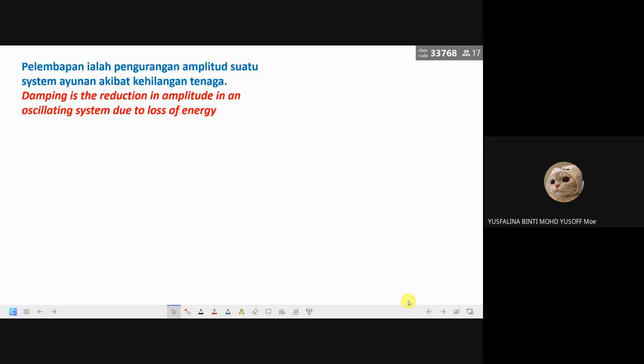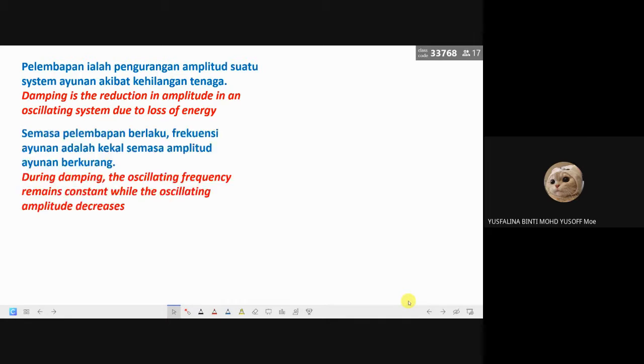Damping is the reduction in amplitude in an oscillating system due to the loss of energy. So why does the damping occur? Because there is a loss of energy to the surrounding. During damping, the oscillating frequency remains constant while the oscillating amplitude decreases. As I told you, only the amplitude changes, but the period and the frequency are not changing.